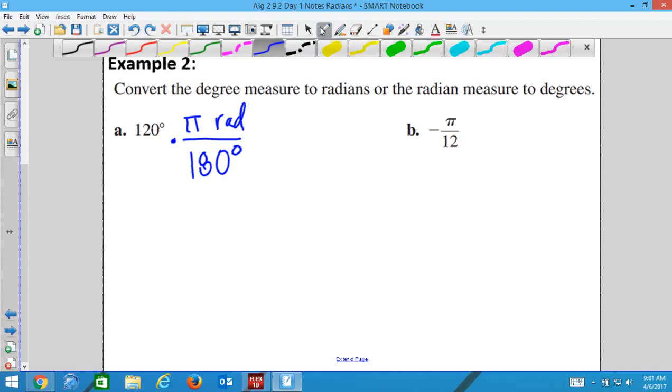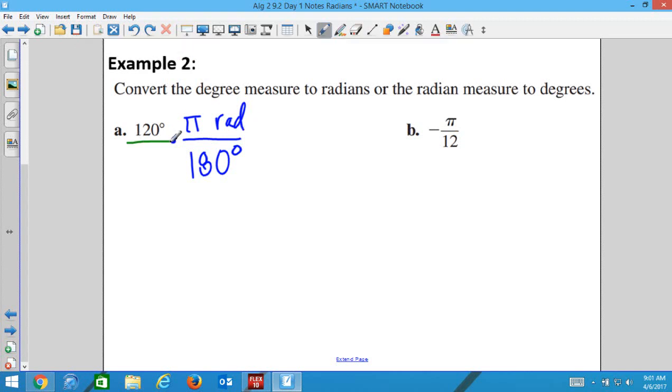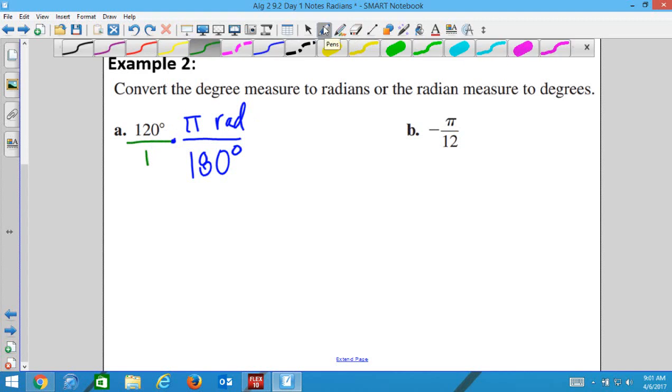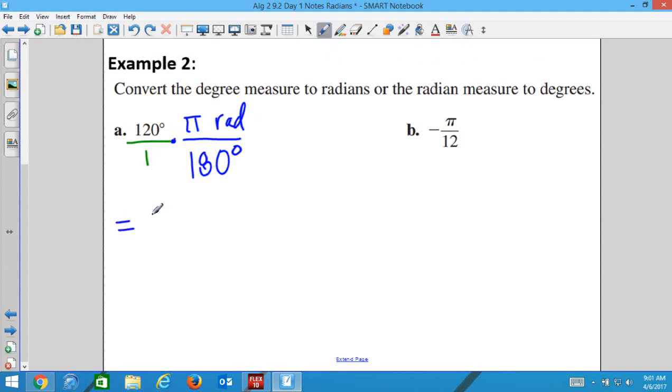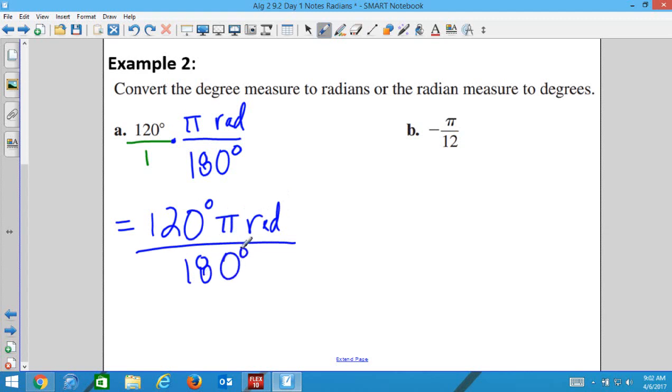When we multiply fractions, going back to chapter 7, you multiply fractions straight across. I'm showing all of my steps so that everybody understands what we're doing. I have 120 degrees times pi radians over 180 degrees, and we start canceling things. I can cancel out the degrees. You can cancel units, and if you've taken higher level math or science classes, you have probably done unit conversions. You will do it when you take physics.